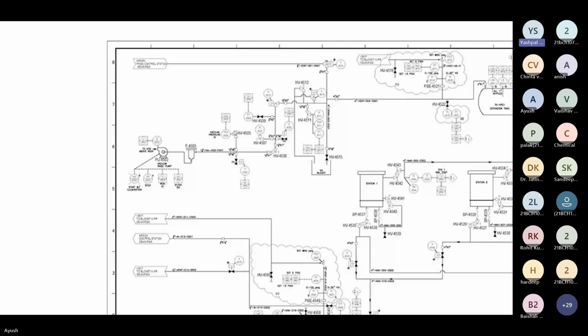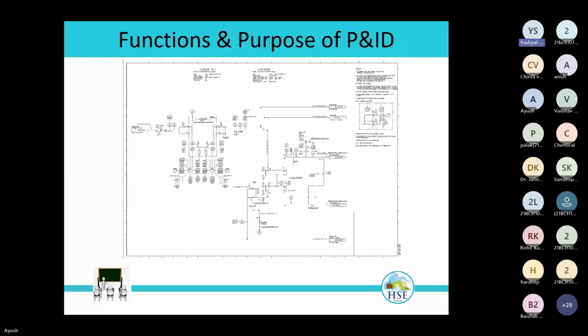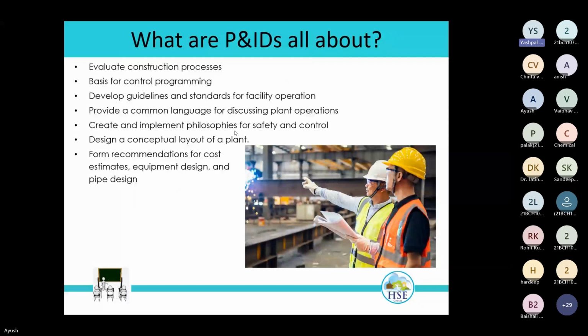Understanding P&ID is very useful if you are in the project team, if you are in the maintenance team, if you are in the operation team, or you are in the designing or troubleshooting team. If you are involved in any chemical process, understanding of P&ID is a basic thing. So function and purpose of P&ID.